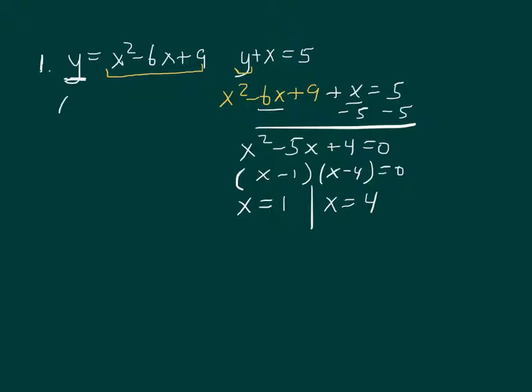These are the x coordinates of our 2 points of intersection, 1 and 4. And we can plug both the x equals 1 and x equals 4 into either of the original equations, for instance this equation, to get our y equals 4 for this one, and then y equals 1 for this one. So there are the two answers.